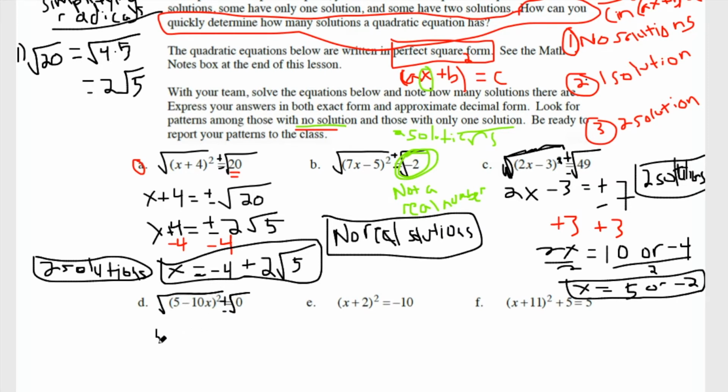So we're going to have 5 minus 10x, because we eliminated the squaring by doing the opposite, which is taking the square root, gets rid of that, and then we have plus or minus 0 on the right side. Ooh, when we see plus or minus 0 on the right side, what does that mean? Is it possible to have plus or minus 0? How many numbers is that actually?